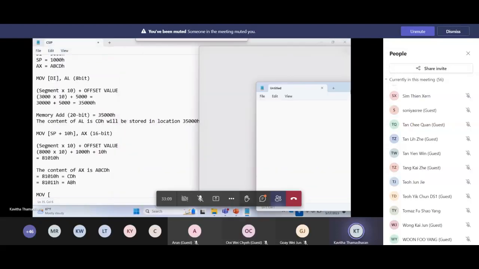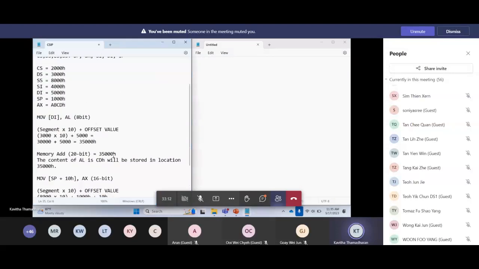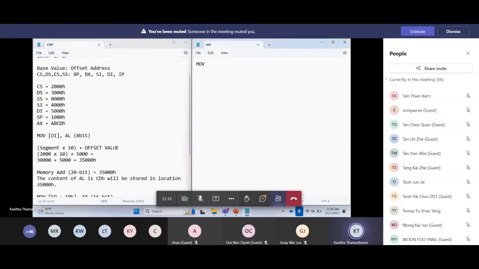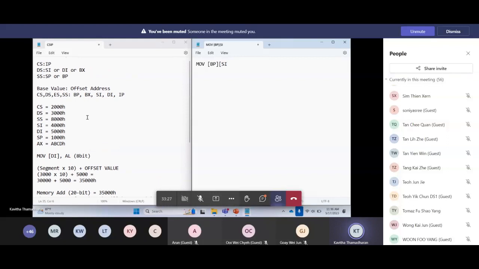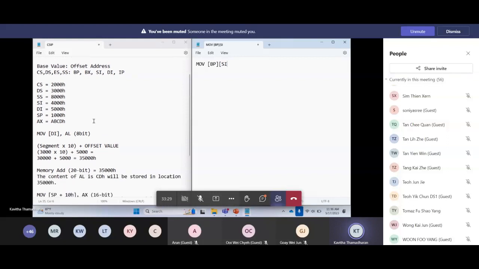Okay, put it side by side so you can refer to this. Let's say I give you BP and SI, and then I plus with 10. And I ask you to move the value of AX. All right, so this is one question.